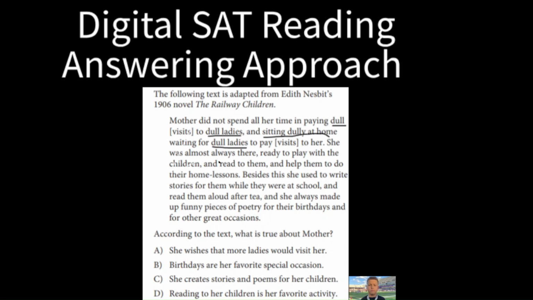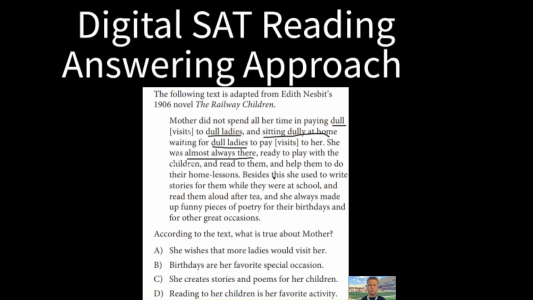But next sentence, "She was almost always there, ready to play with the children and read to them and help them do their home lessons." So she likes spending time with the children and likes helping them, which are both explicitly stated and implicitly stated through the tone of the sentence and the phrase "almost always there." She doesn't spend all her time waiting for those ladies. She hates the ladies. But the children, she's almost always there for them. That really just emphasizes how much she loves them, how dedicated she is to spending time with them and helping them.